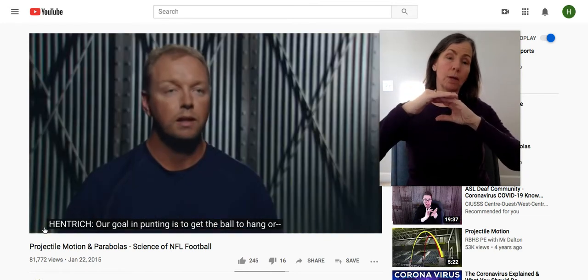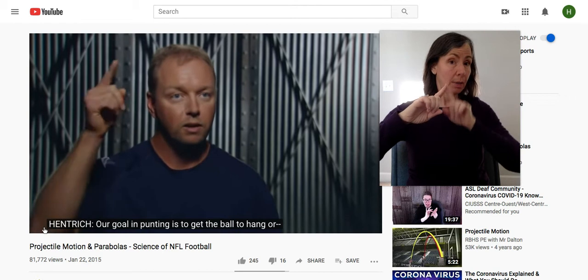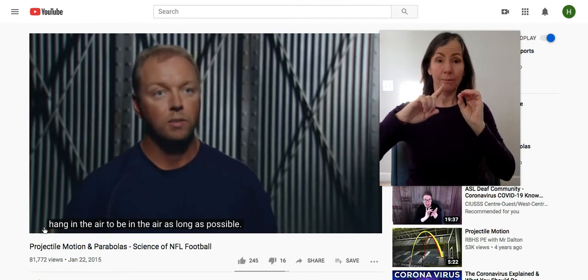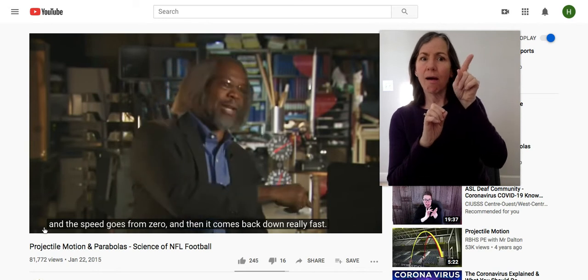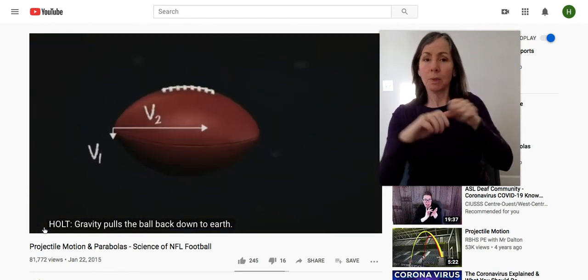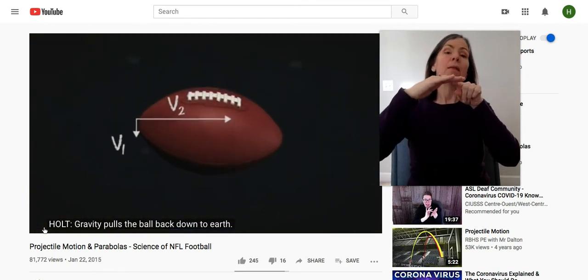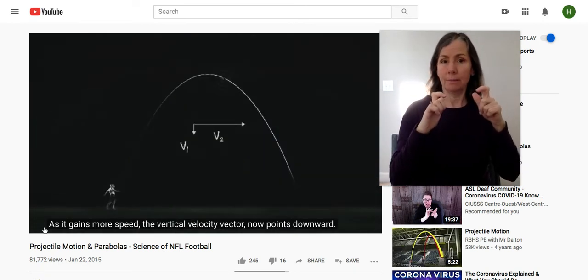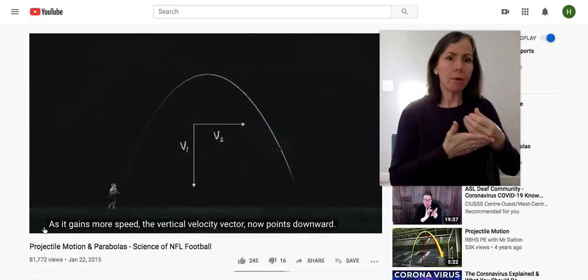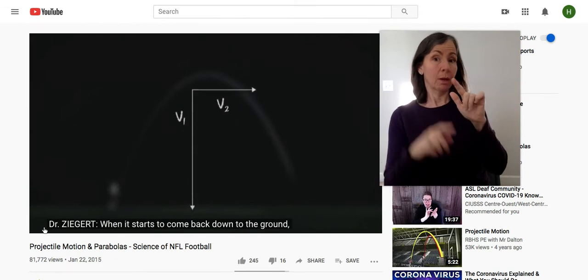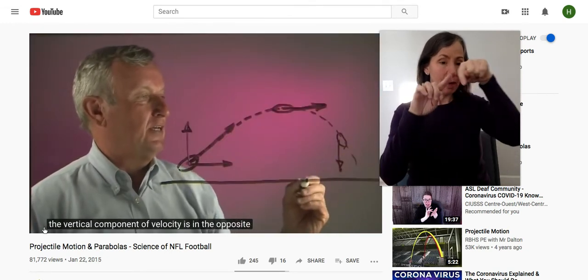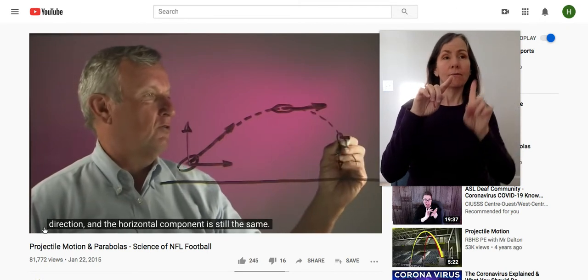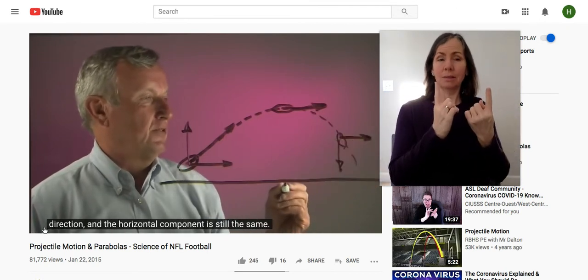Our goal in punting is to get the ball to hang in the air, to be in the air as long as possible. And then it begins to come down, and the speed goes from zero, and then it comes back down really fast. Gravity pulls the ball back down to Earth. As it gains more speed, the vertical velocity vector now points downward. When it starts to come back down to the ground, the vertical component of velocity is in the opposite direction, and the horizontal component is still the same.